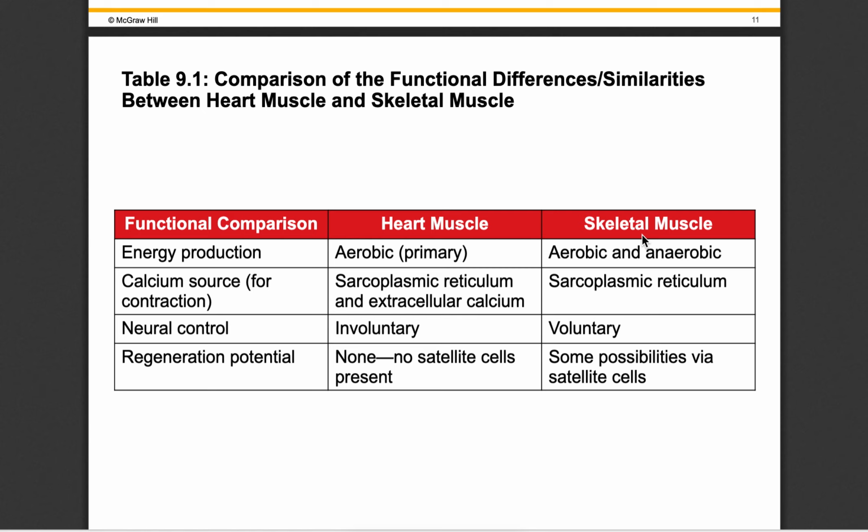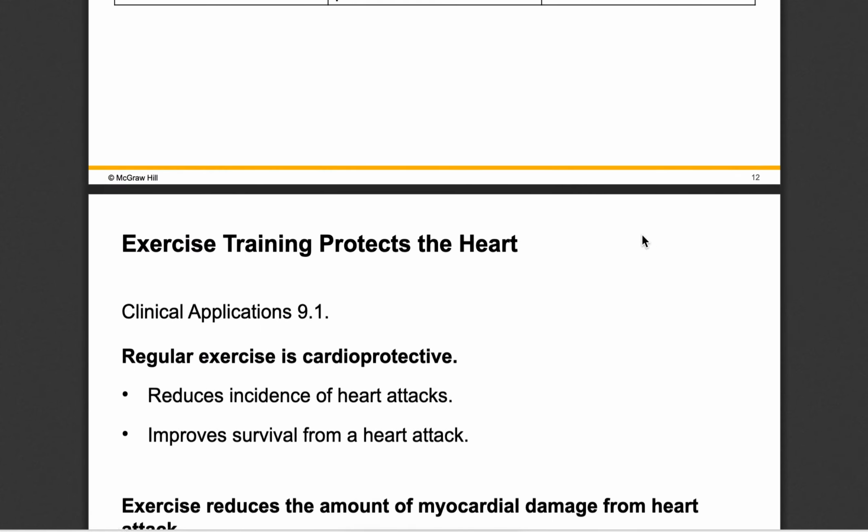Calcium is huge, and there's actually extracellular calcium that's always floating around to be utilized in the heart muscle. The heart also is involuntary. You can't just tell your heart to contract like you can your bicep. And so regeneration isn't really possible in heart muscle, and not necessarily very common in skeletal muscle, but there is some evidence of that as well.